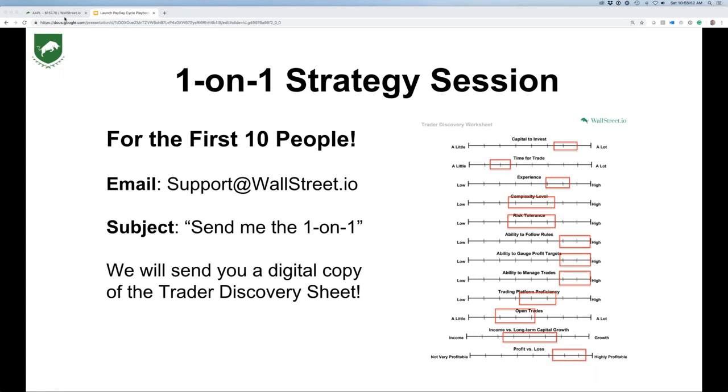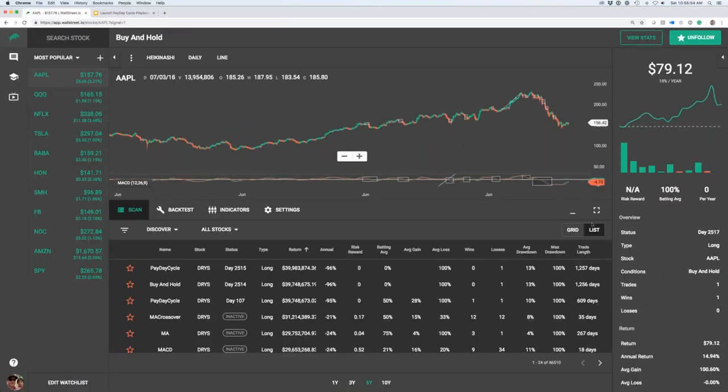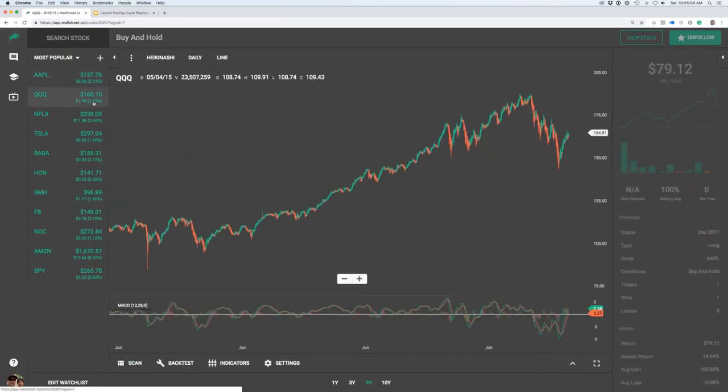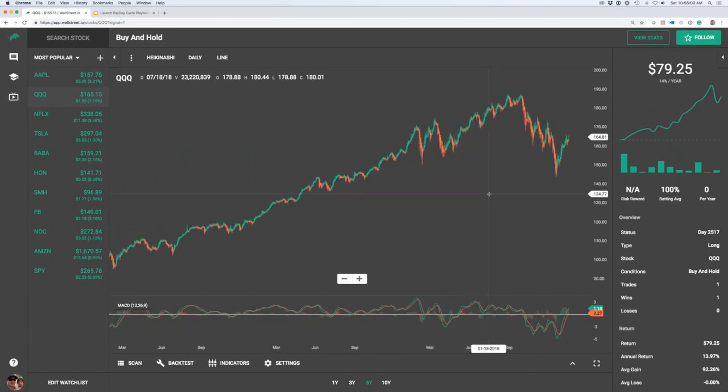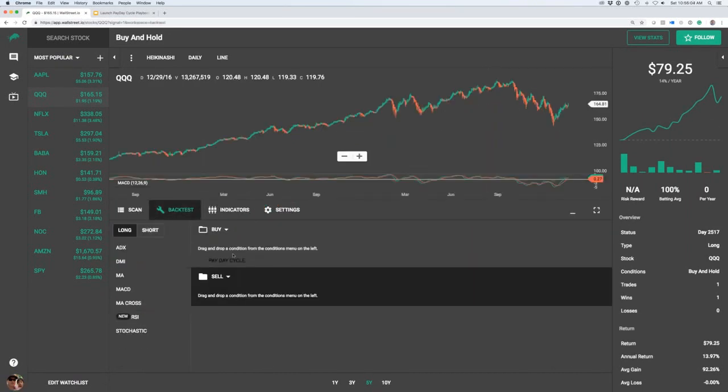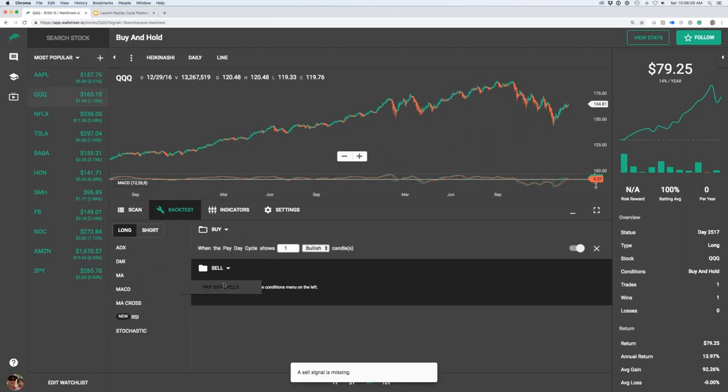ETFs absolutely have seasonality, and yes, it absolutely does work on ETFs. You can backtest ETFs. Like the Qs, I mentioned this earlier, but we can review it here. If I want to go to the Qs, I can go to backtest and drag and drop the PayDay Cycle right into here.